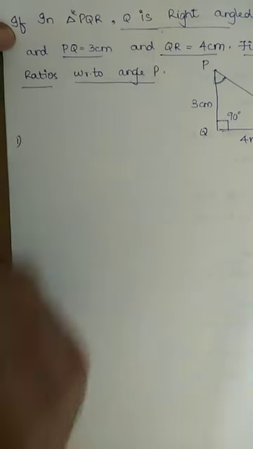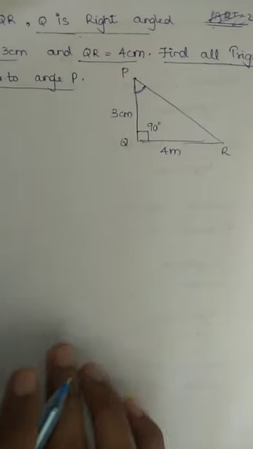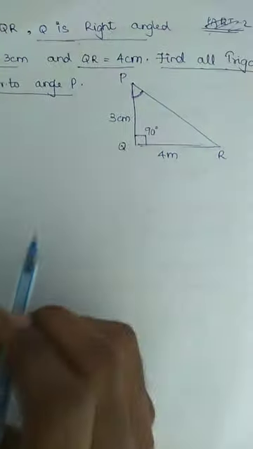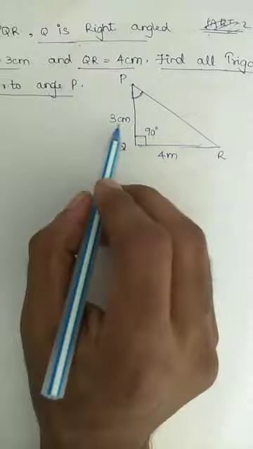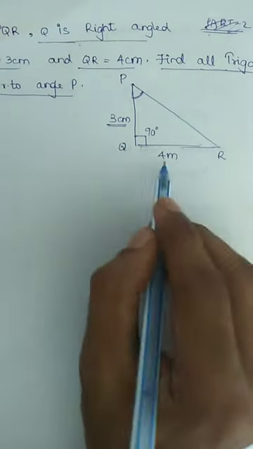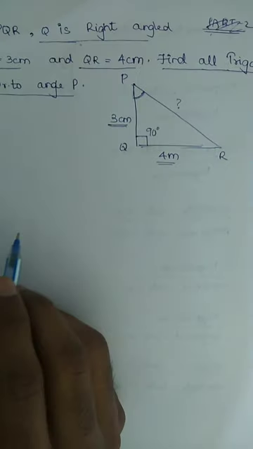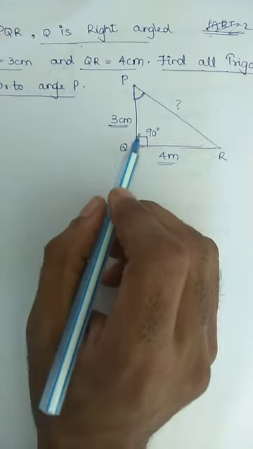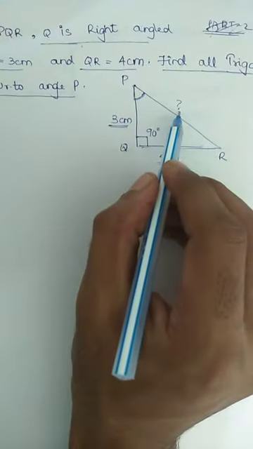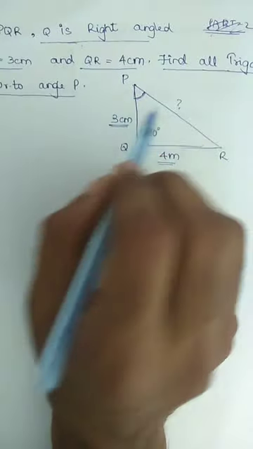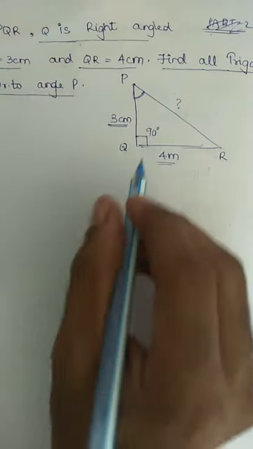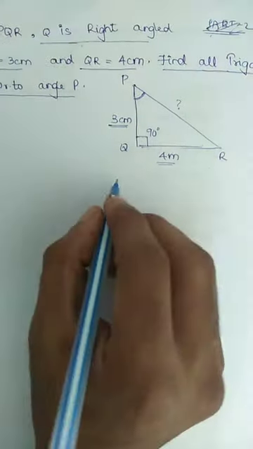Let us write down. Before writing all the trigonometric ratios, we need to know all the sides of the right angle triangle. Do we know? No. See, here it is 3 centimeters and this is 4 centimeters. Then what is its length? So before going to the problem, we need to find out how much the length is. So we can find the length by Pythagoras theorem.